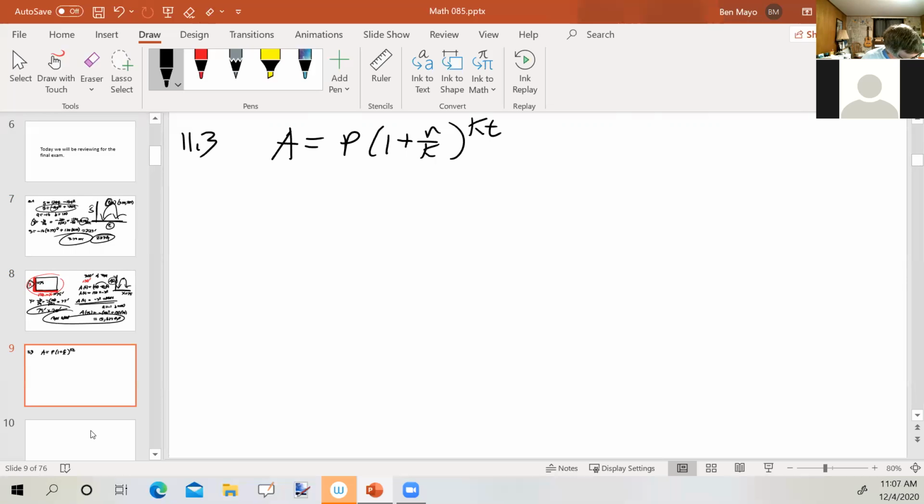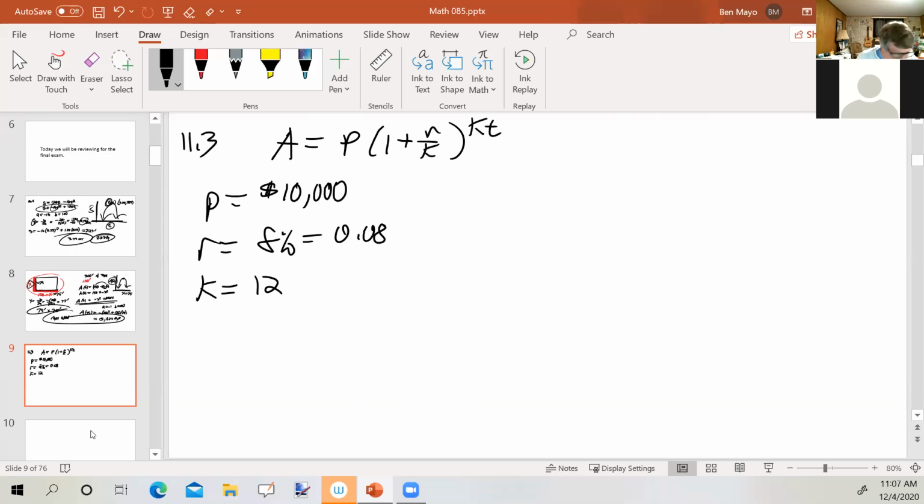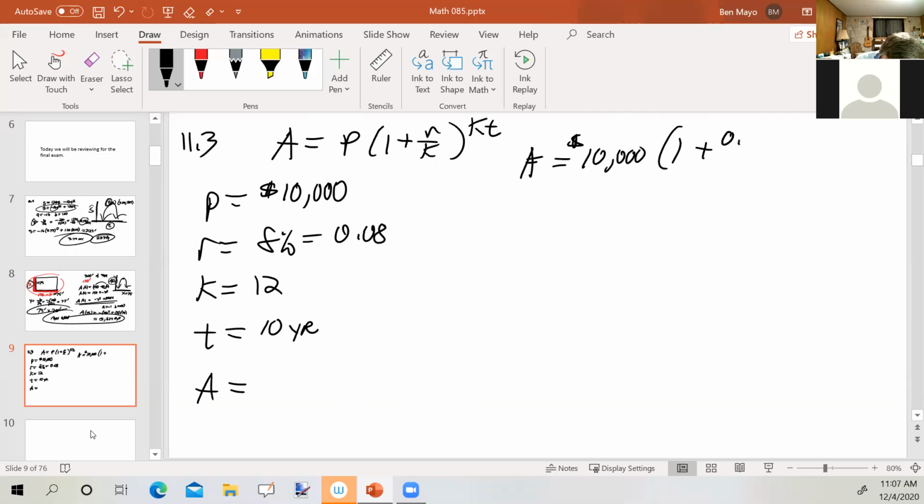Let's see here. Here's one. It says, an initial deposit of $10,000, so P is $10,000, earns 8% interest, so R is 8% or 0.08. Compounded monthly, so K is 12, how much will be in the account after 10 years? So T is 10 years. And the question is, how much will be in the account? So what is A? So A equals $10,000 times 1 plus 0.08 over 12, all raised to the 12 times 10 power.